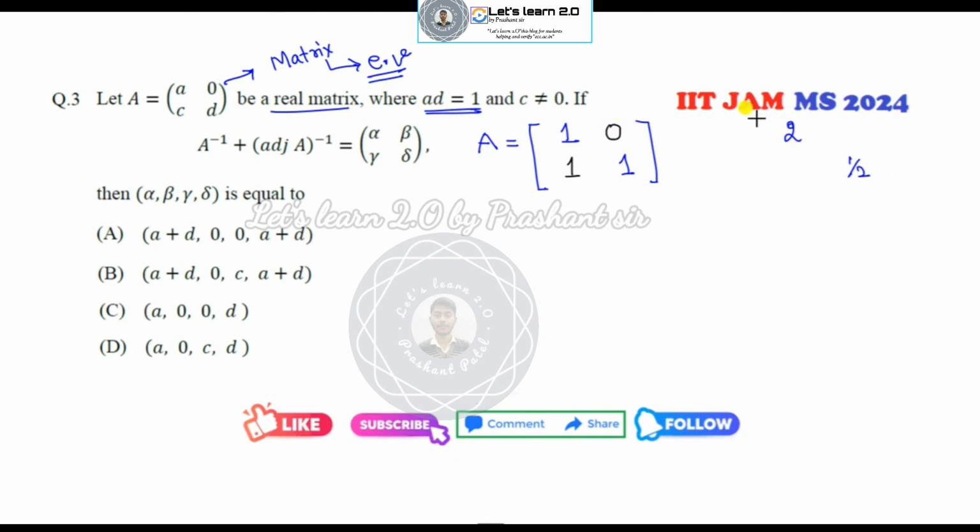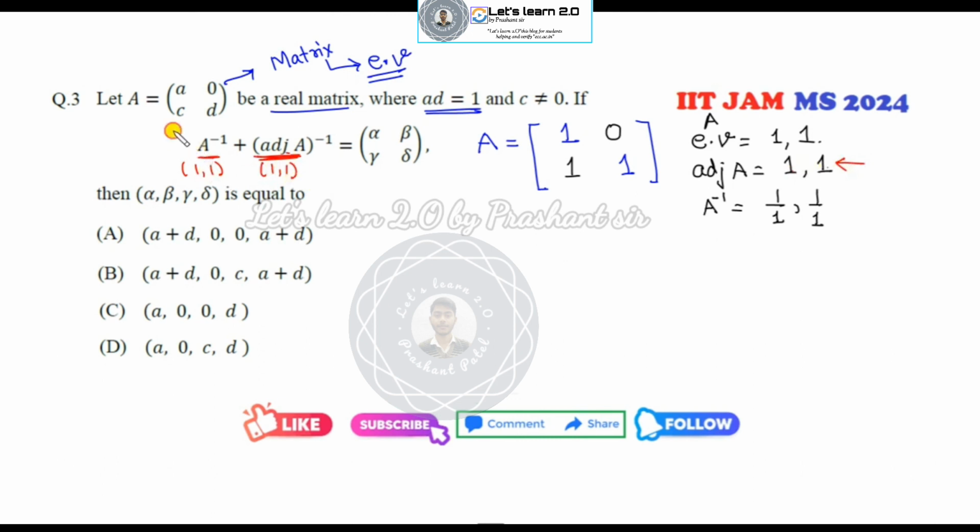Fine. Then what are the eigenvalues of A? 1, -1. This is the eigenvalue of A. What is the eigenvalue of the adjoint of A? The adjoint of A and the eigenvalue of A are always the same. What is the eigenvalue of A inverse? 1 over 1, 1 over 1. So I can substitute here. The eigenvalues are 1, 1. The adjoint of A and the inverse also have these eigenvalues. So it means the left hand side has eigenvalue 2, 2. So the right hand side also has the eigenvalue 2, 2.